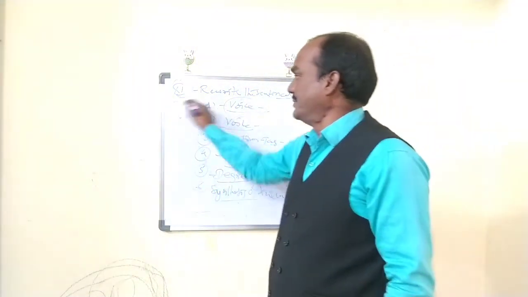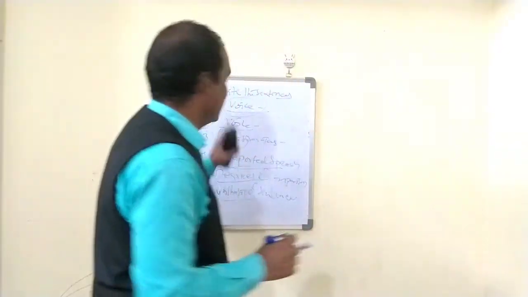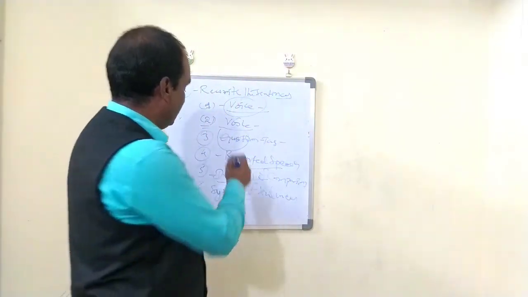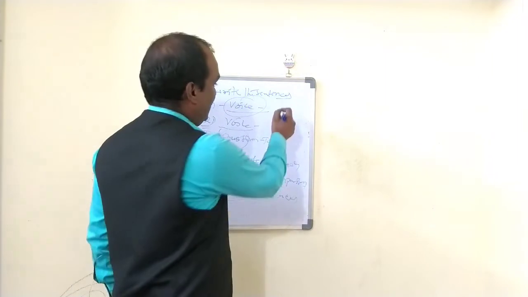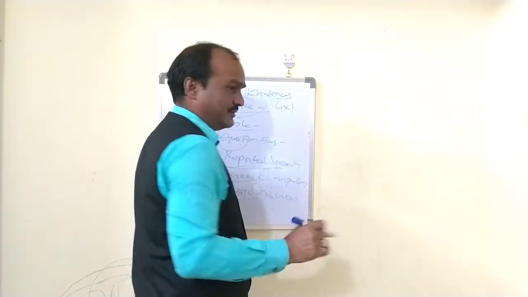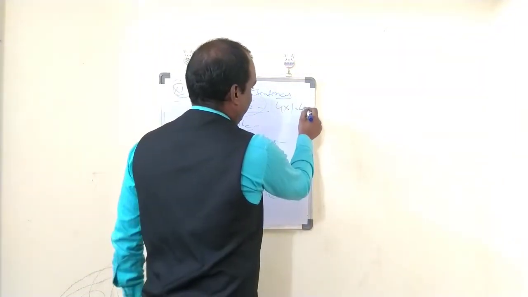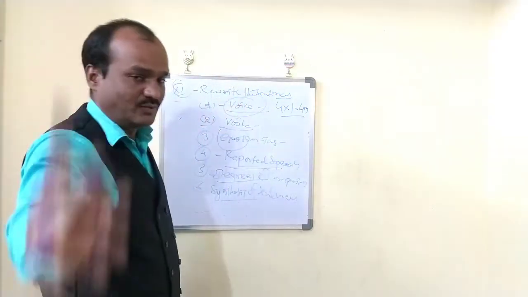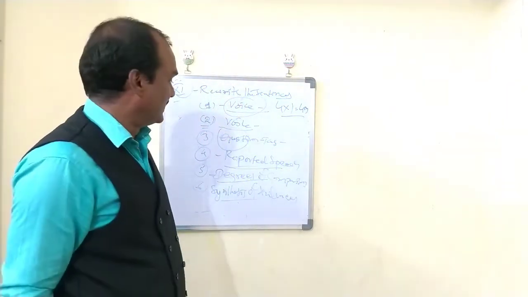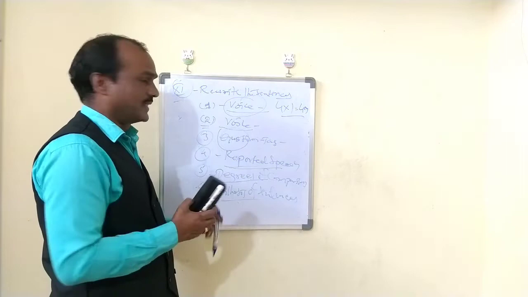So this is bit number 11. Bit number 11 is rewrite the sentences as directed. Here 6 questions will be given to you, and out of which we need to answer any 4. You will get 4 marks, right? Each question carries 1 mark, 4 into 1, then 4 marks, okay? This is bit number 11.